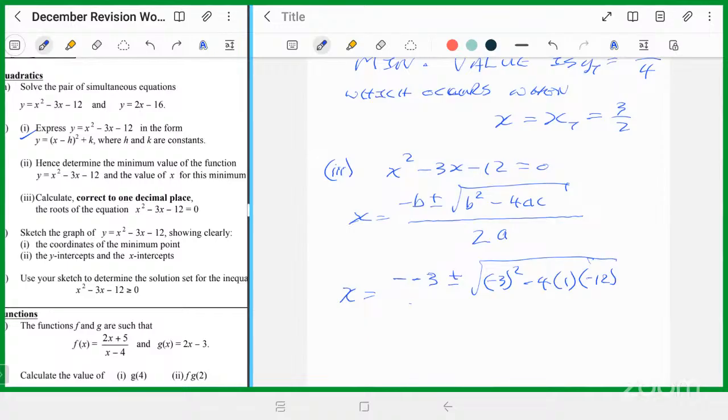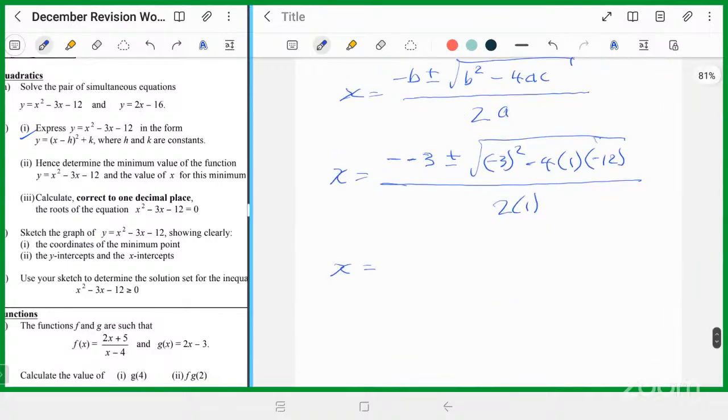And you're dividing everything by the 2a, which is 2 times 1. The a is 1. We're going to simplify this now. x equals, this minus is a plus, I get a plus 3, plus or minus, because you're going to get one value with the plus and one value with the minus. Square root. Now this 3 squared is a 9. This minus 4 times 1 is negative 4. Negative 4 times negative 12 becomes positive 48. Plus 48. And you're dividing all of that by 2 times 1, which is 2.